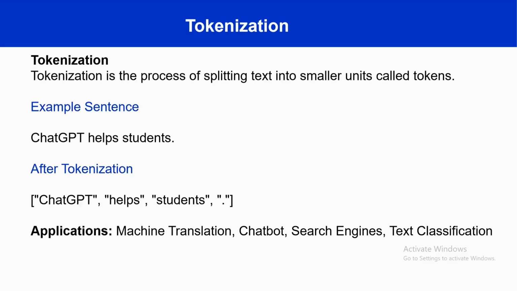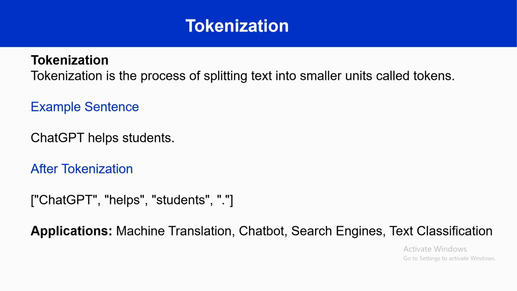The next pre-processing step is tokenization. Here a token is a small unit. Tokenization is the process of dividing a sentence into smaller units called tokens. These tokens can be words, sentences, or even individual characters, depending on the application. Consider the example, ChatGPT helps students. This is the input. After tokenization, it becomes ChatGPT, helps, students, and even the full stop is treated as a separate token.